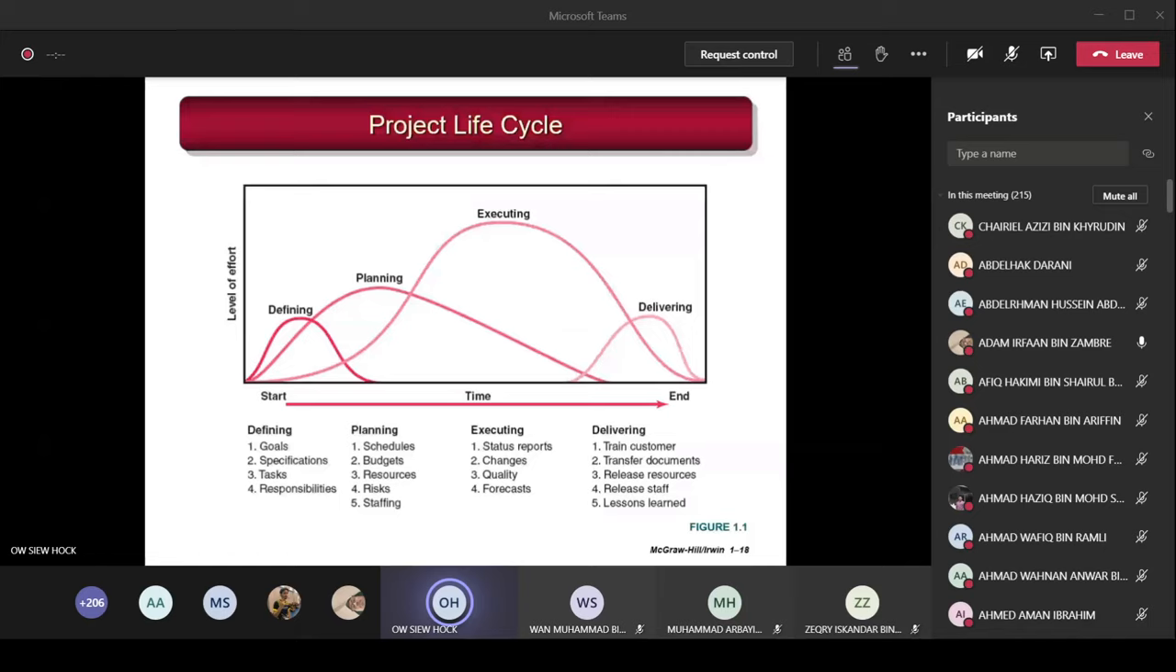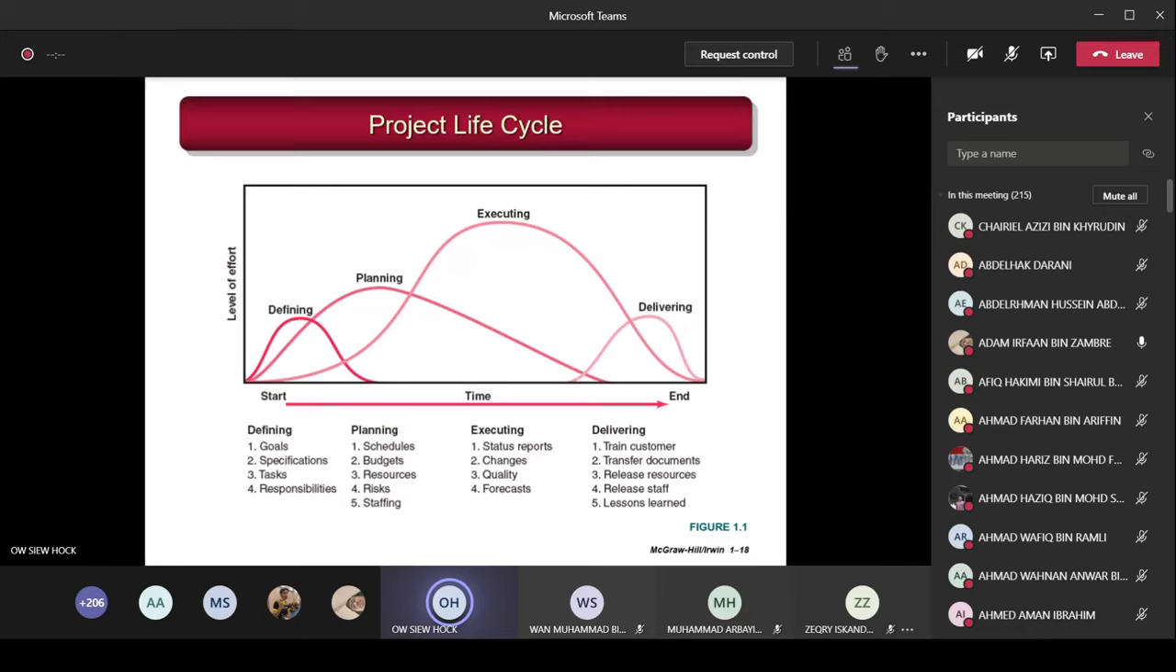So first you come to defining. You will define the goals of your project, you define the specification for your project, what tasks you need to carry out, and responsibility, who will be assigned the responsibility to carry out each task. After you finish the defining stage, then you move on to the planning phase.